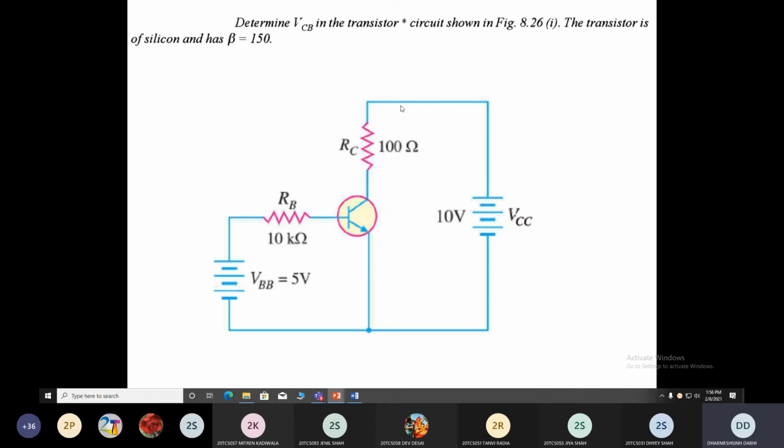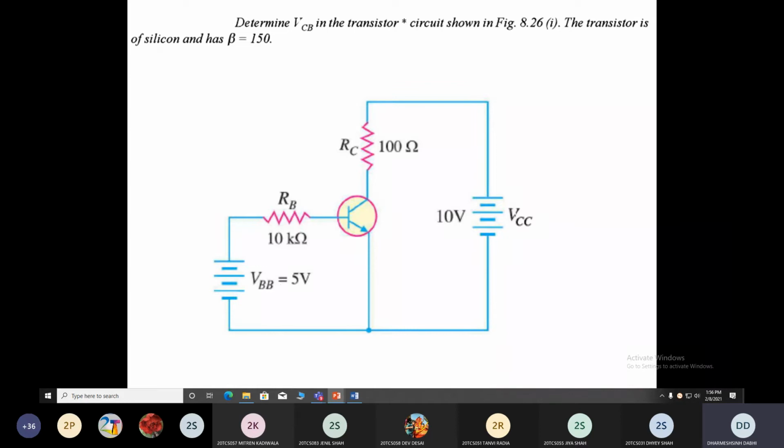But the problem is what? IC is unknown, the collector current you do not get. But the beta value is given. From beta, what can you find? You can get the collector current. But again, for that you require IB, the base current. What is the base current? So first apply the KVL to the input circuit here.